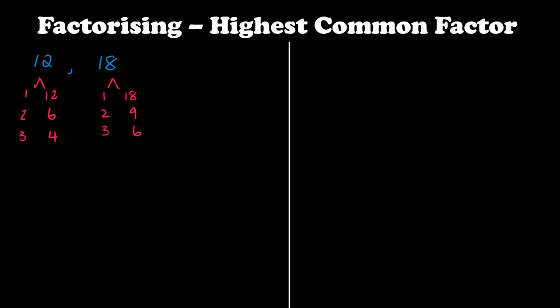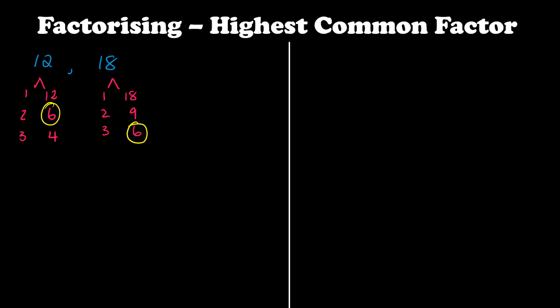So now I need to find the highest common factor. I can see they've both got a 1, they've both got a 2, they've both got a 3, they've both got a 6. 6 is the highest number, therefore that is my highest common factor.